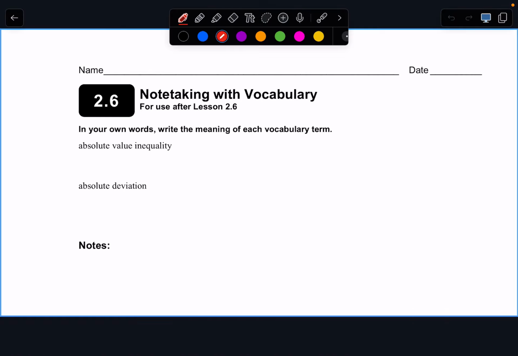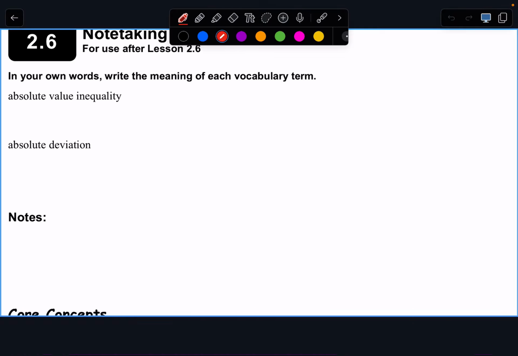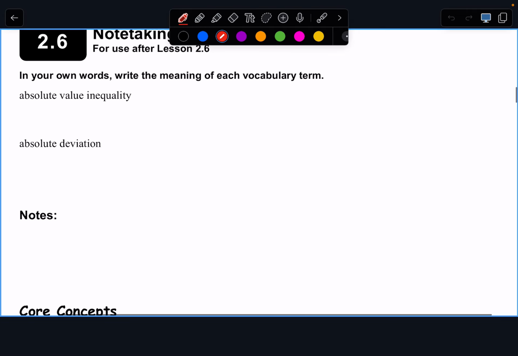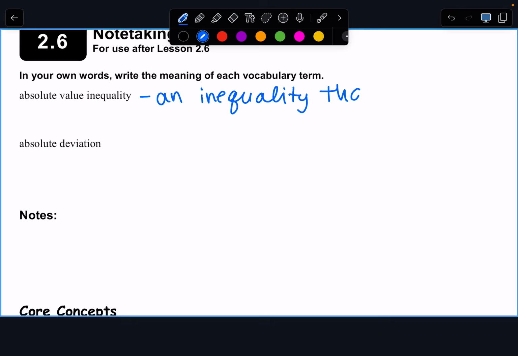Understand and use absolute value inequalities. Okay? So an absolute value inequality is an inequality that contains, what do you think it contains? An absolute value expression.